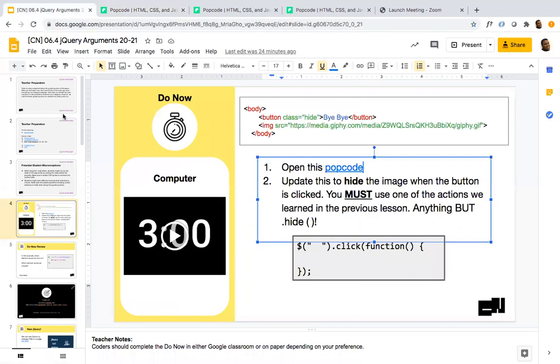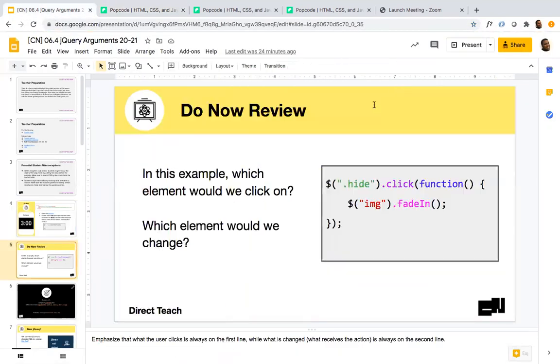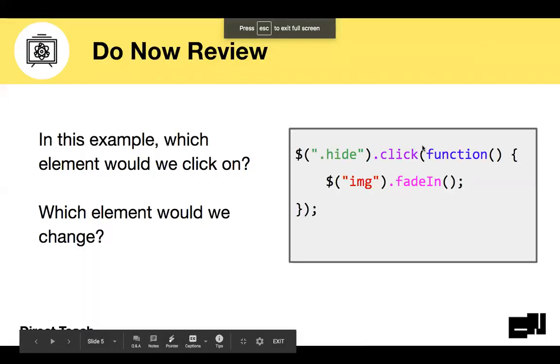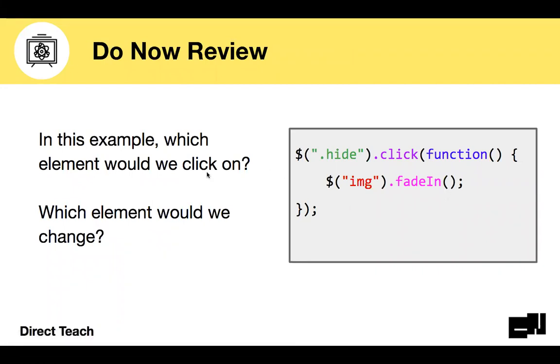Now, really quick, I just want to hammer something home for all of us, right? Looking at this example, or even the example that we just did in the do now, which is the element that we should click on, and which is the element that we would change? Just think about that. Yes, so the first one, what we would click on is the element that has the class of .hide. And then what would change is this image, which is in the second line, right? And it would fade in.